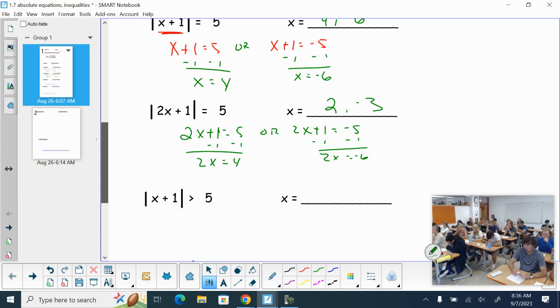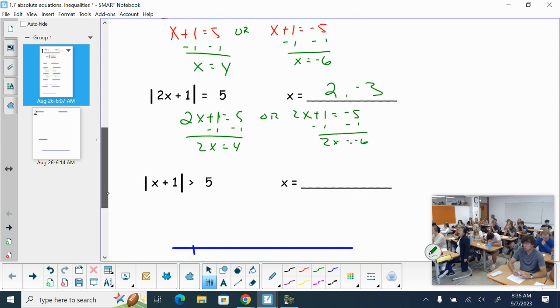Once again, we should be able to check this. If I put -3 in here, I get 2 times -3, which is -6, plus 1. That gives me -5. Absolute value of -5 gives me a value of 5.